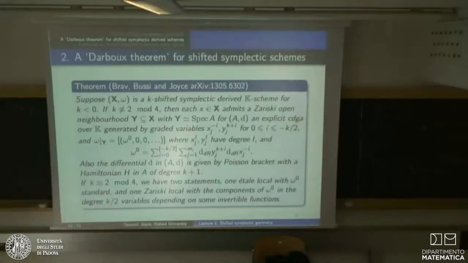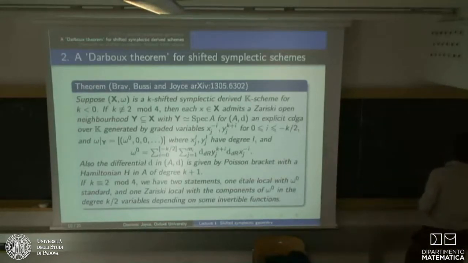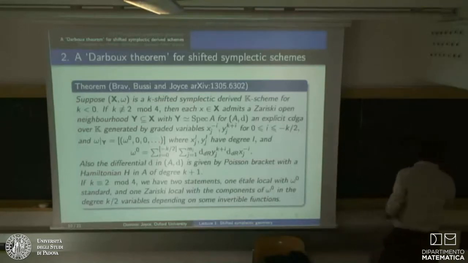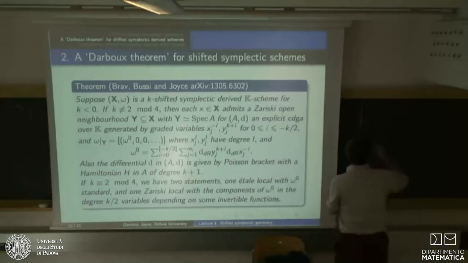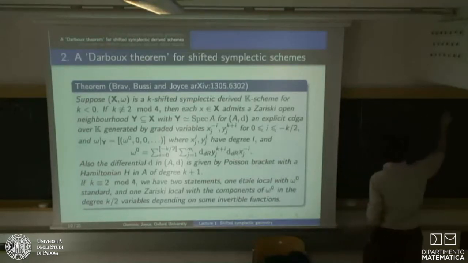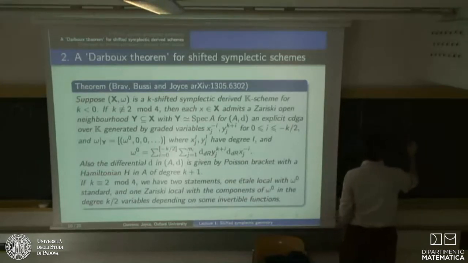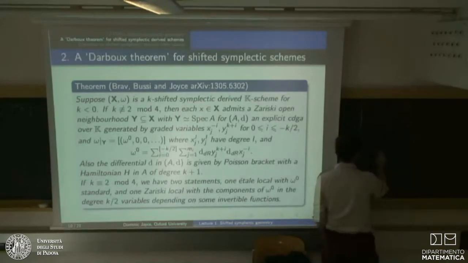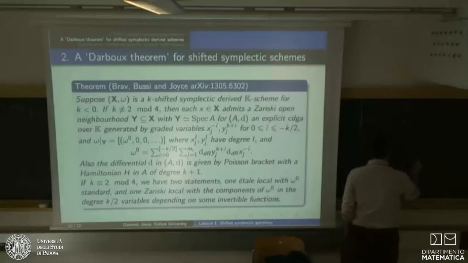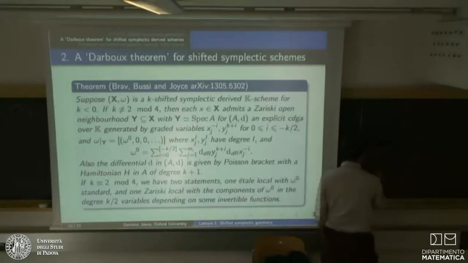Okay, so let's just write out what this looks like, for example, in the case k is minus 3, so that's the Calabi-Yau 5 case. Then we have variables x_1^0 up to x_{d0}^0, x_1^{-1} up to x_{d1}^{-1}, and then y_1^{-2} up to y_{d1}^{-2}, y_1^{-3} up to y_{d0}^{-3}. So these variables are dual.